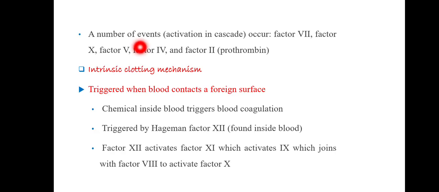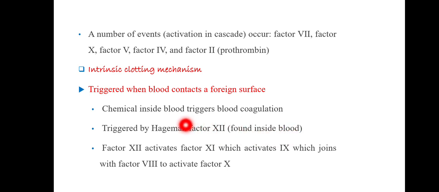So there are a number of events that occur. When you look at factor 7, factor 10, factor 5, factor 4, as well as factor 2, prothrombin. So now, how is it with the intrinsic clotting mechanism? It's going to be triggered when blood contacts a foreign surface. A chemical inside blood triggers blood coagulation. Because chemicals are coming from inside blood, this is the reason why we are calling it intrinsic clotting mechanism. It's going to be triggered by Hageman factor, which we call factor number 12. It is found inside the blood.